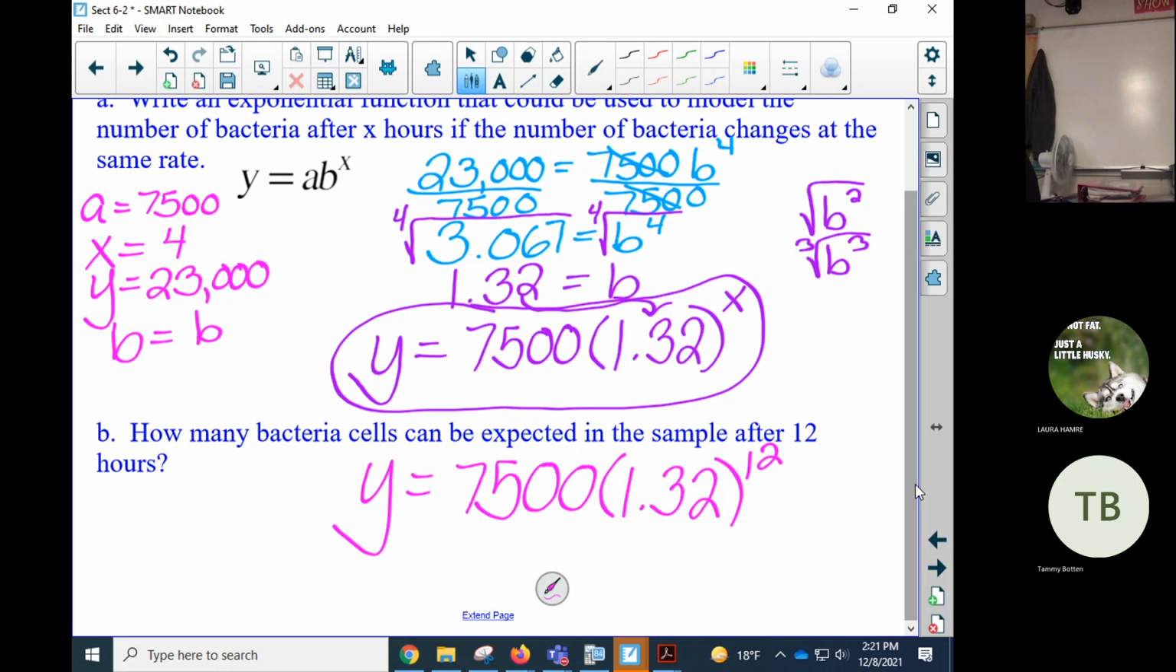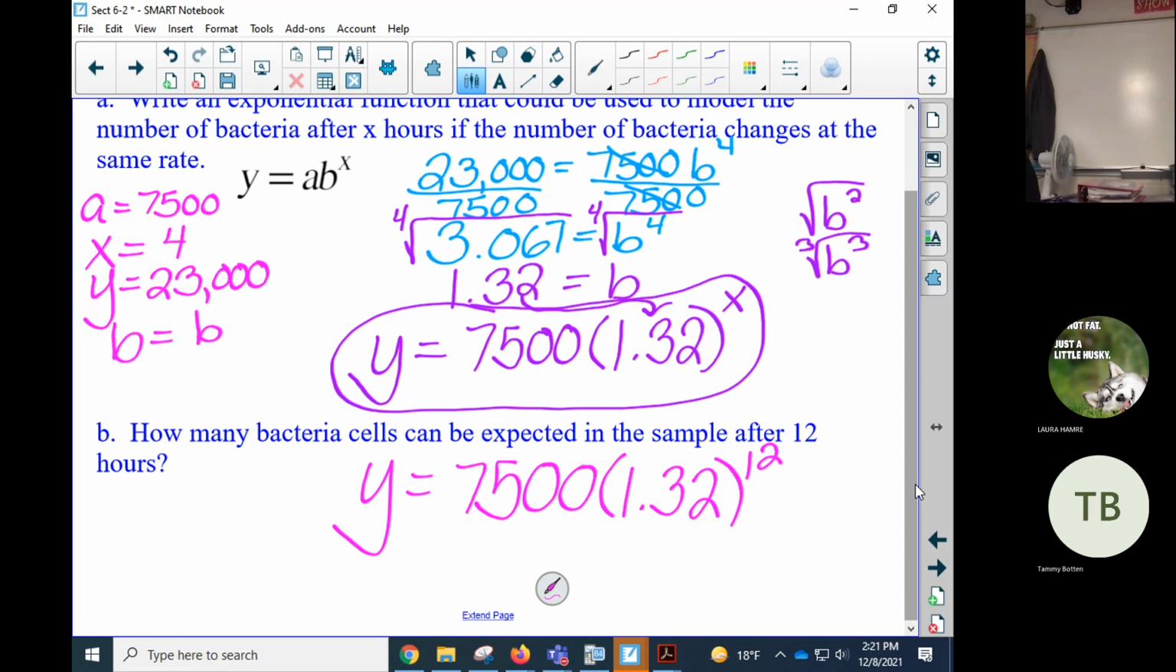So 7,500 parentheses 1.32 parentheses up arrow 12. Yeah, 209,869. See, what I did is I didn't round that 1.32. I kept that decimal out, and then your answer is going to be different. If you do the fourth and stuff, shouldn't I have gotten 23,000? Yes. Or very close. Like 22,000.